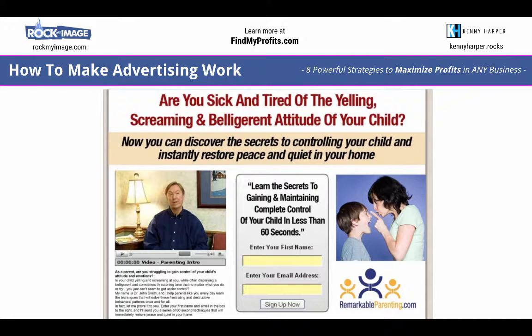Now this is an example. It does look a little bold in this example, but it's trying to be very clear to make it viewable. But this uses the conversion equation. Number one, we're going to do something to interrupt. We need to engage their attention. Are you sick and tired of the yelling, screaming, and belligerent attitude of your child? If people are in that mindset, if that's what they're looking for, chances are they're going to be sick of it. It's going to get their attention. Yes, I am sick of that, right?